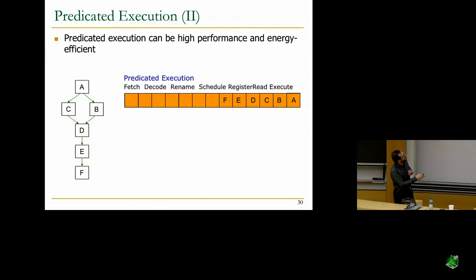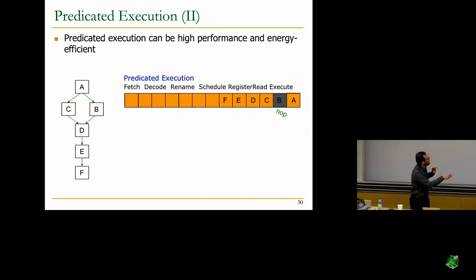You fetch, this is not the predicate code, it should be A, B, C, D, E, F. It's really straight line code. That's what you would fetch. This is the branch version of the code. But when you execute it in predicated manner, this would become a no-op. That's good. You don't need to do branch prediction. You just no-op this one.